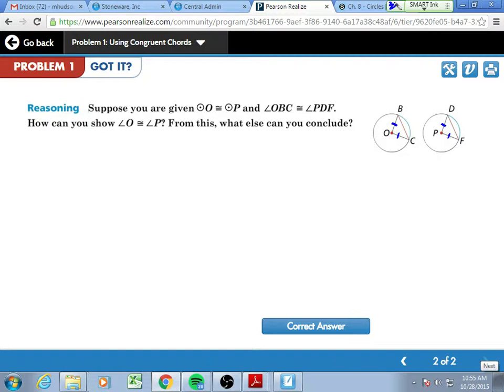Anyone think they can talk me through this? Mackenzie? Well, even though it's not the angle in between, you can't say yet that they're congruent. But since we have angles OBC and PDF, I think you could say that the other side is also BC, the same. So based off that, here's the problem. Right now we have angle side side.